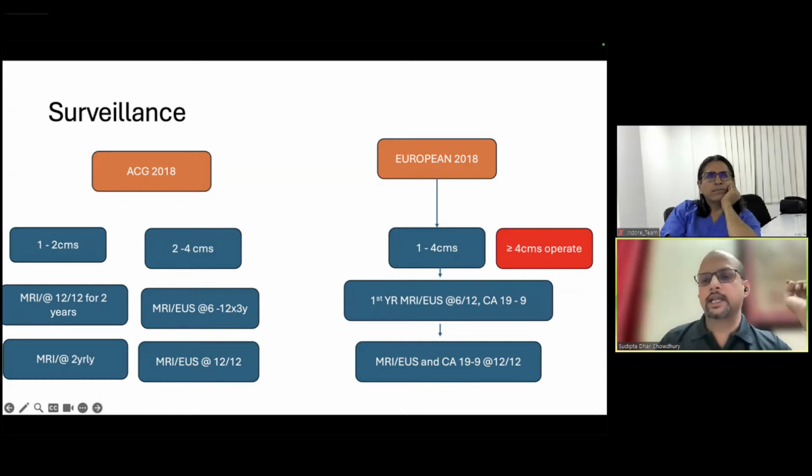The European guidelines slightly differ, and they are very simplistic to follow: any cyst which is more than 4 centimeters, we should operate on. A cyst of 1 to 4 centimeters requires, in the first year, MRI or EUS at 6-month interval along with CA 19-9. And if the cyst does not progress, then after that it is at 1 year interval for the next 4 years.